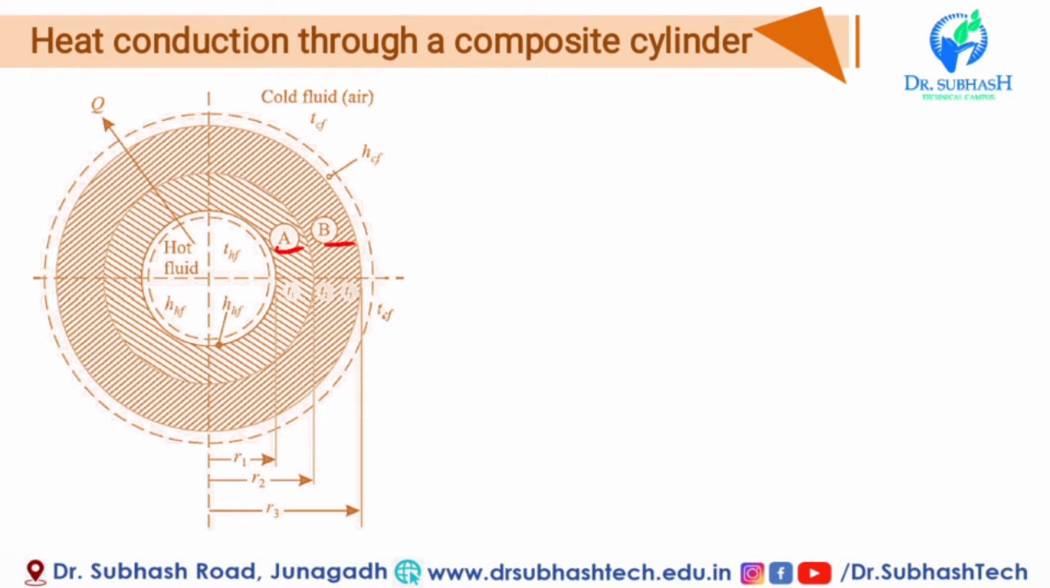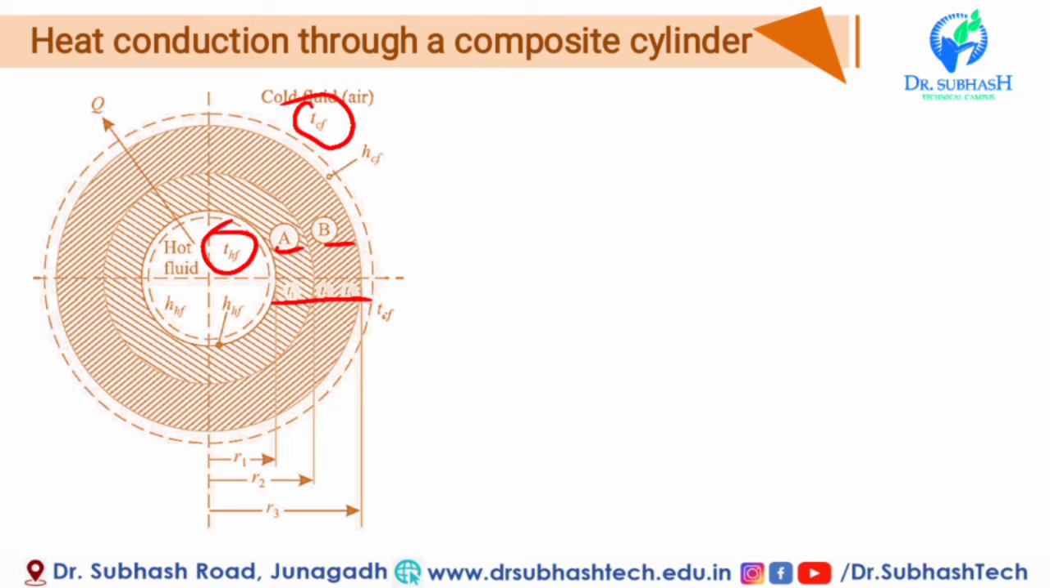Let T_HF, that is the hot fluid temperature, or you can say the inside temperature of the cylinder. T_CF, that is the outside temperature, or you can say the atmospheric air temperature, or the cold fluid temperature. Ka and Kb are the thermal conductivities of inside layer A and outside layer B. T1, T2 and T3 are the temperatures at points 1, 2 and 3.